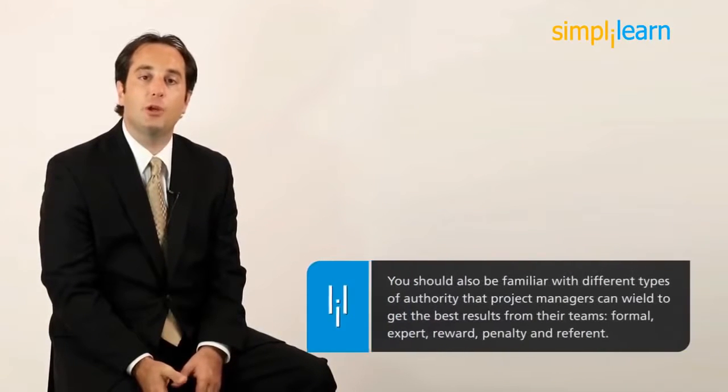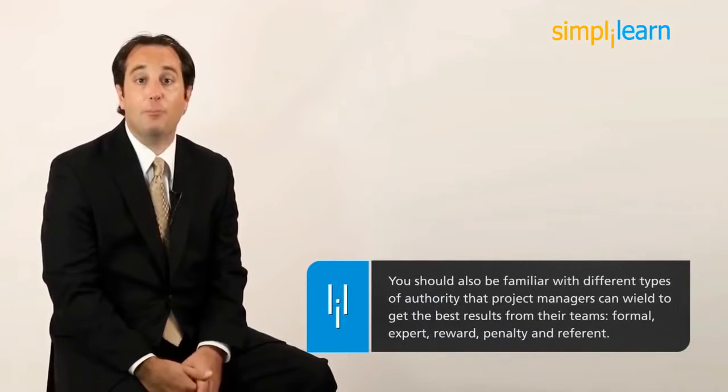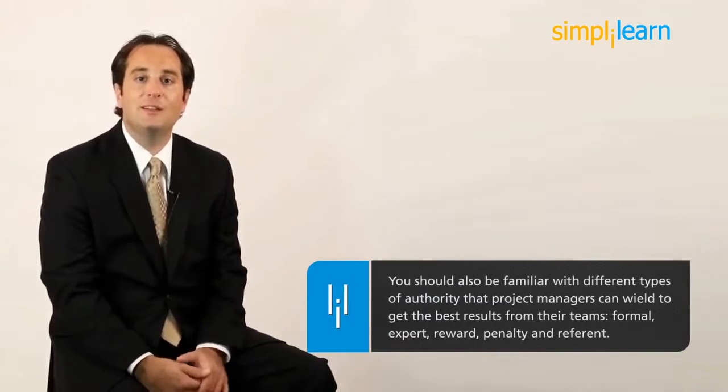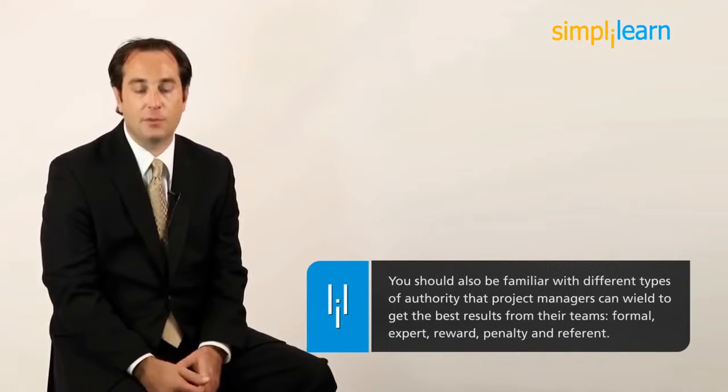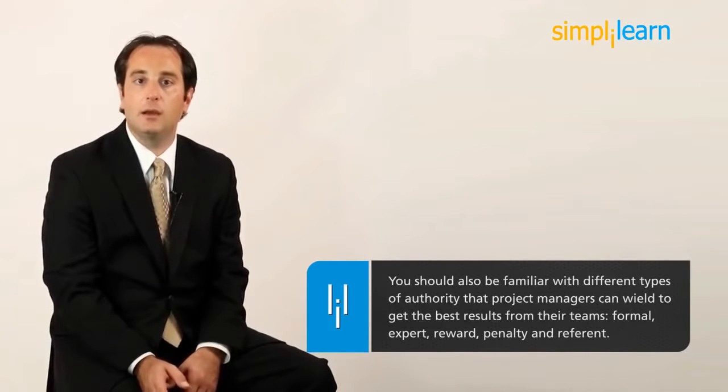You should also be familiar with different types of authority that project managers can wield to get the best results from their teams: formal, expert, reward, penalty, and referent. Referent authority is primarily what project managers will leverage in organizations that have a functional, weak, balanced, or strong matrix. Organizations that have a projectized structure would be able to leverage more formal authority with rewards and penalties.